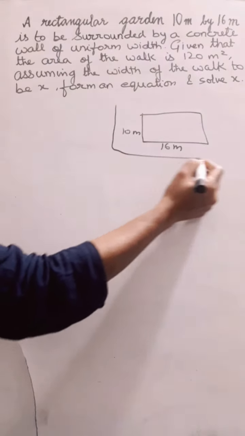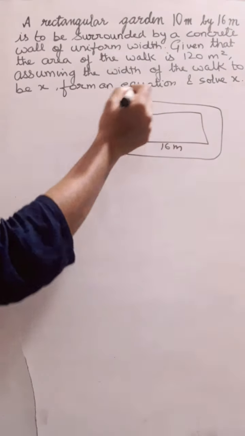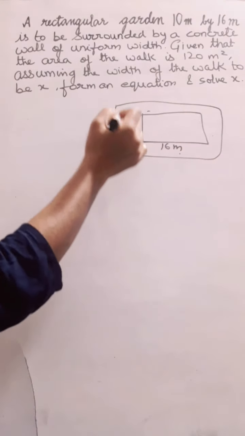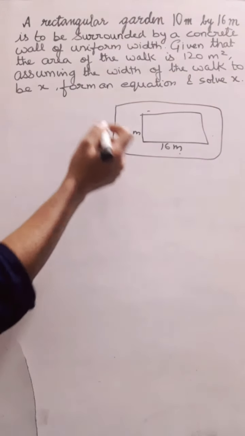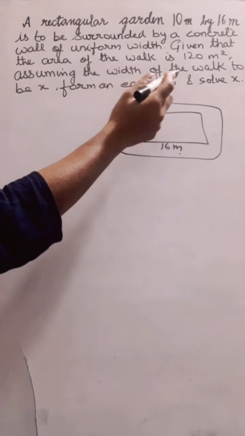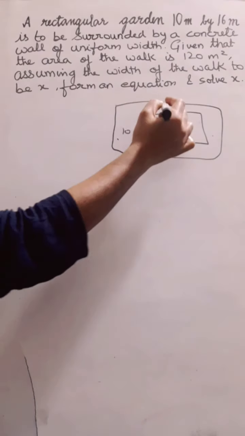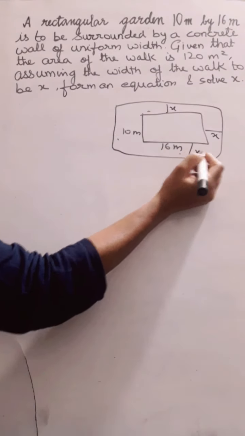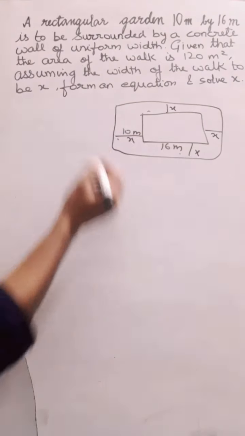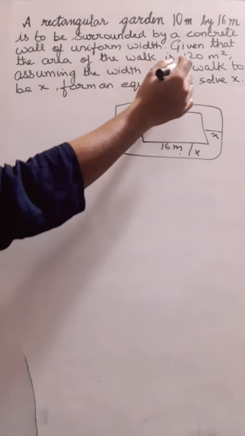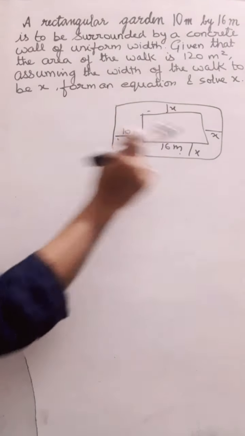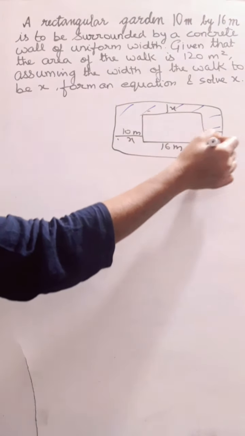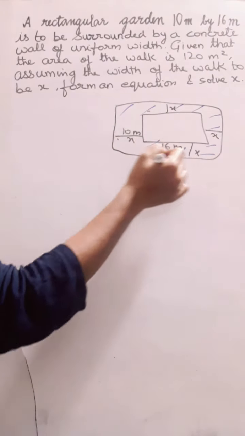Now, there is a wall and it is of uniform width, means the width is equal from all the sides. Here, all width is equal. And it is given that assuming the width of the wall to be x. Now, this part is x. Here this part is also x. Here this part is also x. And this part is also x. And the walk area is given 120, means this area here is 120 meter square.